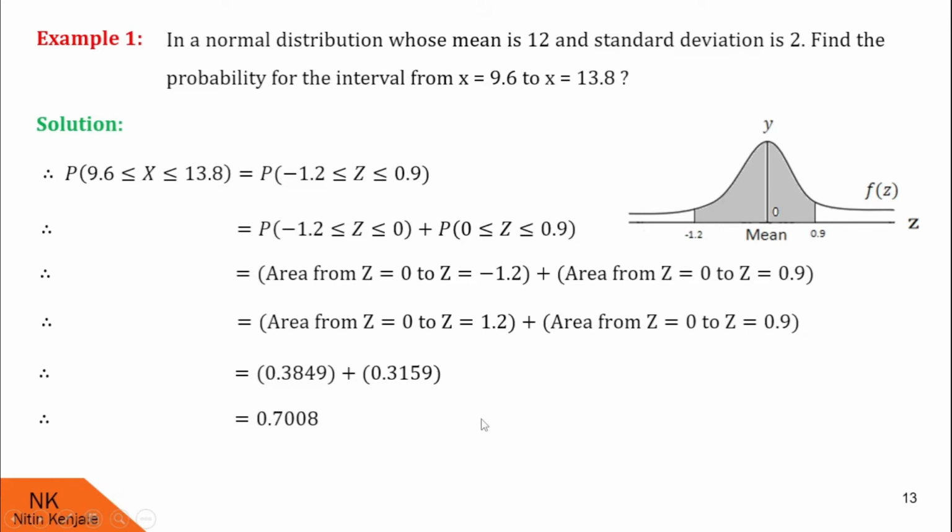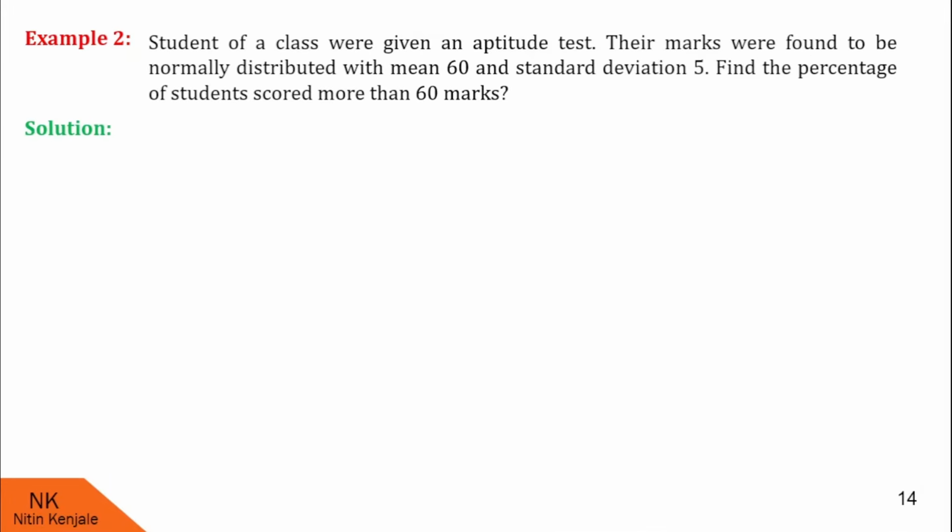I hope guys you understood this solution. Now we proceed for next example. Here it is given that a student of a class were given an aptitude test. Their marks were found to be normally distributed with mean 60 and standard deviation 5. And we are asked to find the percentage of students scored more than 60 marks.